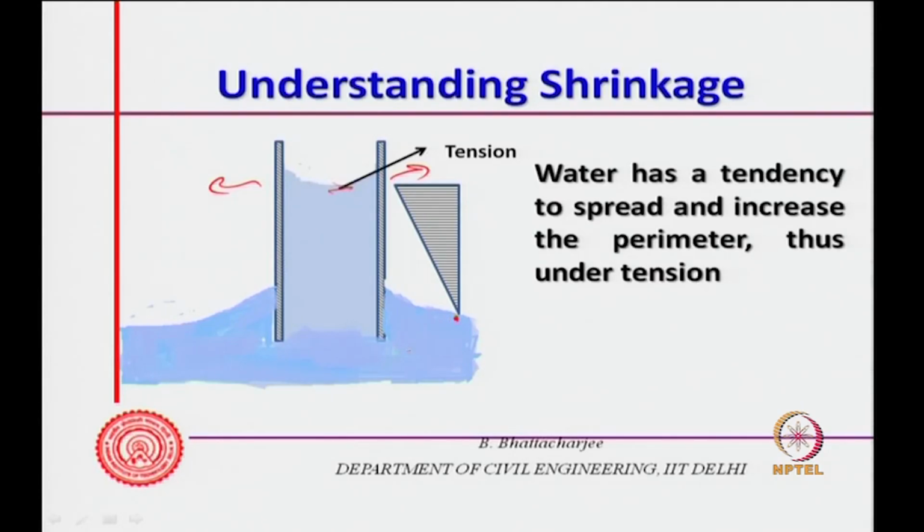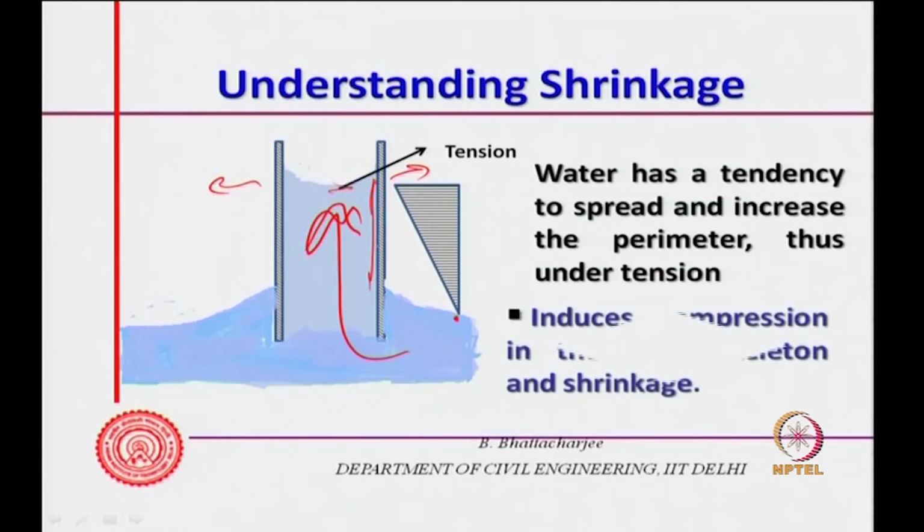So, if you have a capillary, water rises along this direction, and the tension in the liquid is of this kind, because liquid would like to spread. Here there is no tension because it is already spread. Here liquid would like to spread. So, from here within the capillary, there is a tension. Now, this in other words will exert a kind of compression onto this glass tube. So, it induces compression in the solid skeleton.